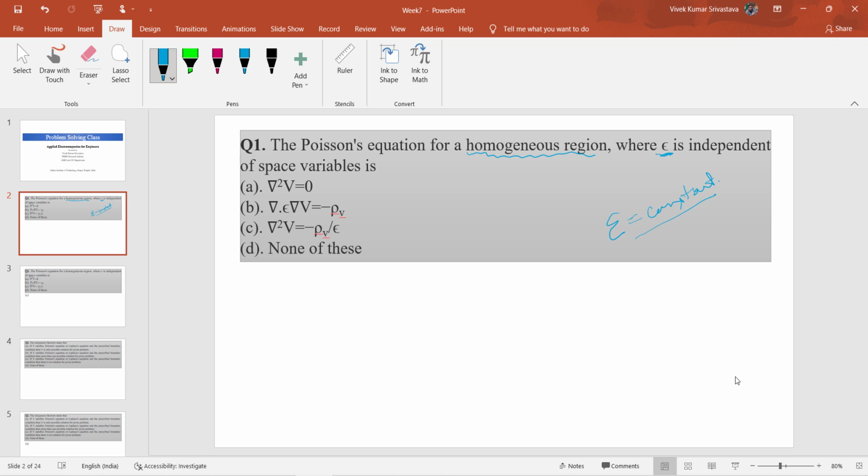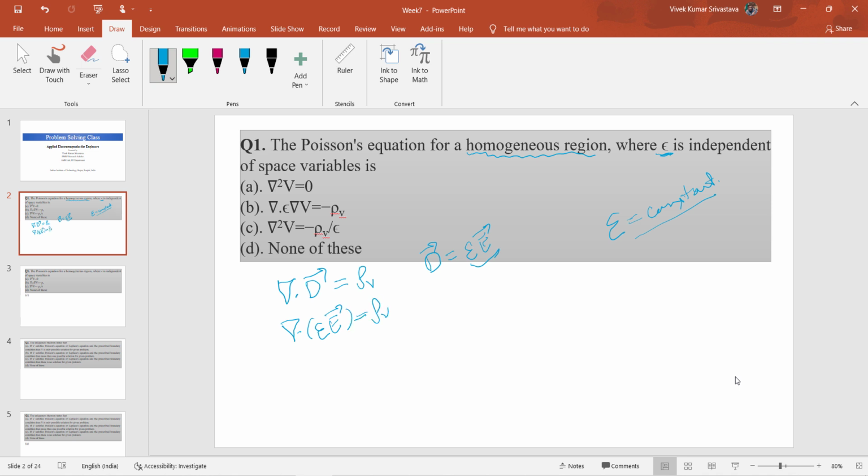To derive the Poisson's equation, we first take the first Maxwell's equation, which in point form is defined as del dot D is equal to rho V. As we all know, D, that is the electric displacement vector, is defined as epsilon times E. Let us replace the value of D in this equation. So this becomes del dot epsilon E is equal to rho V.